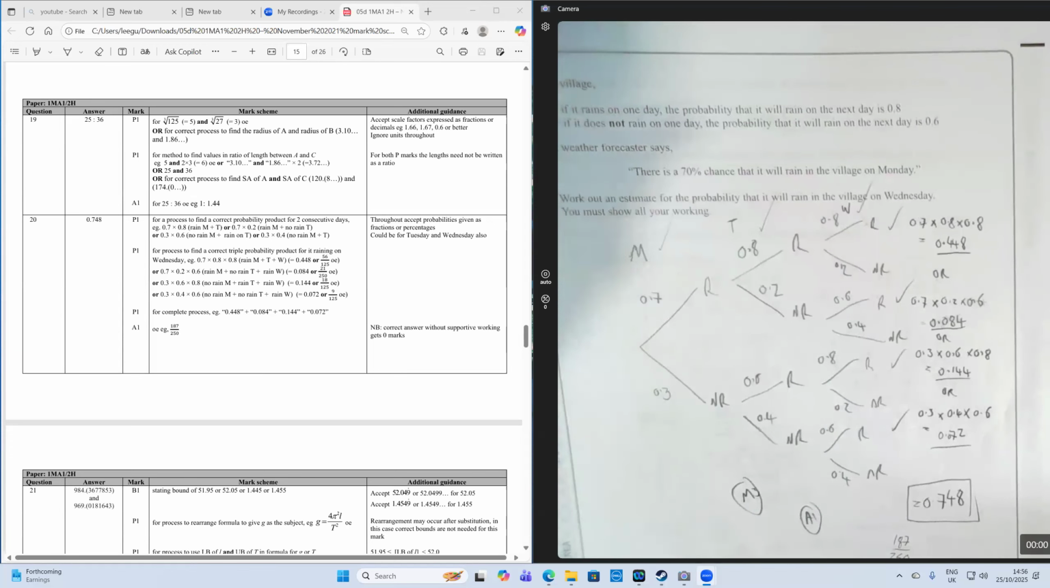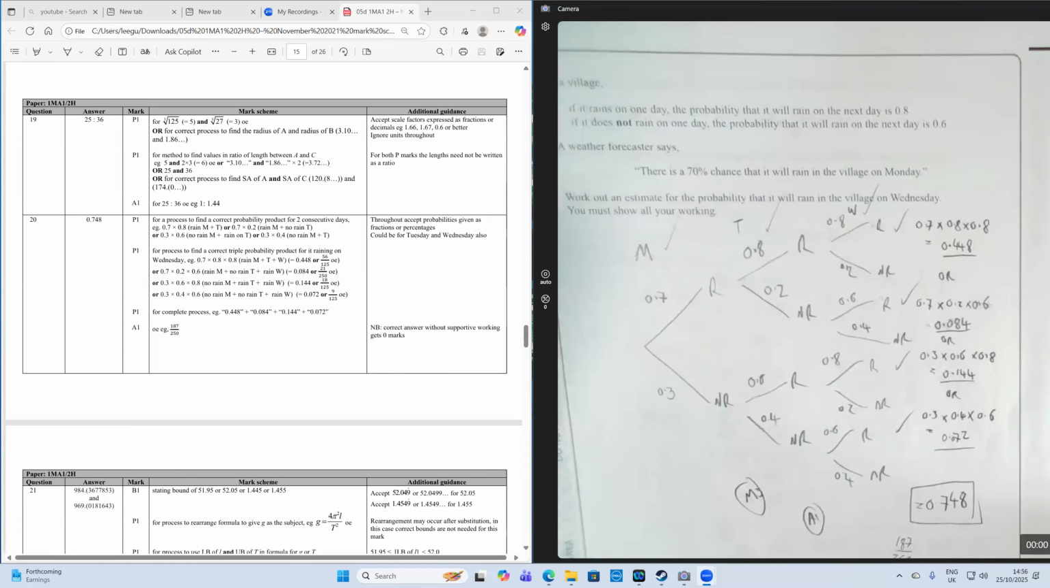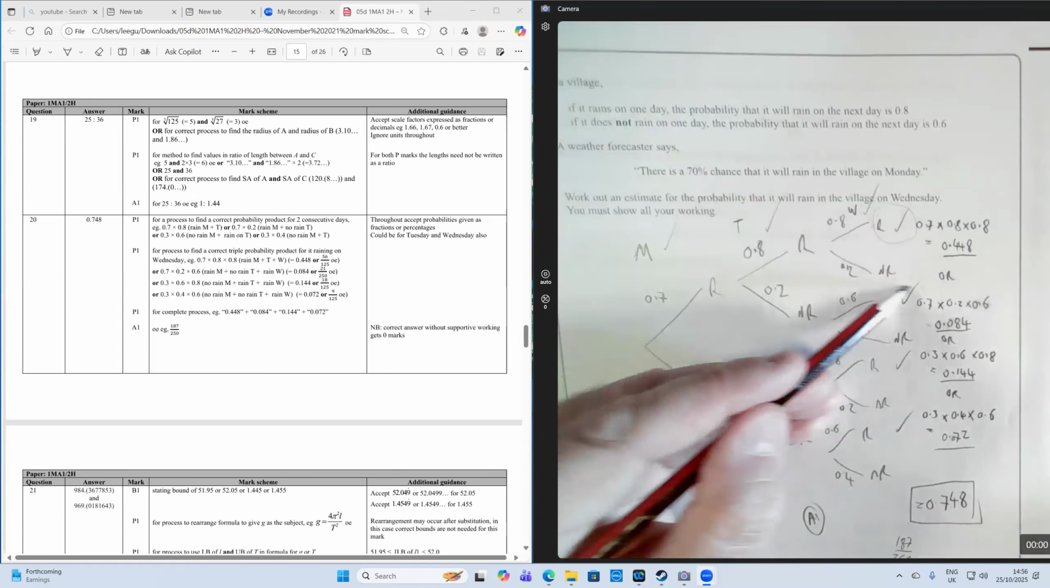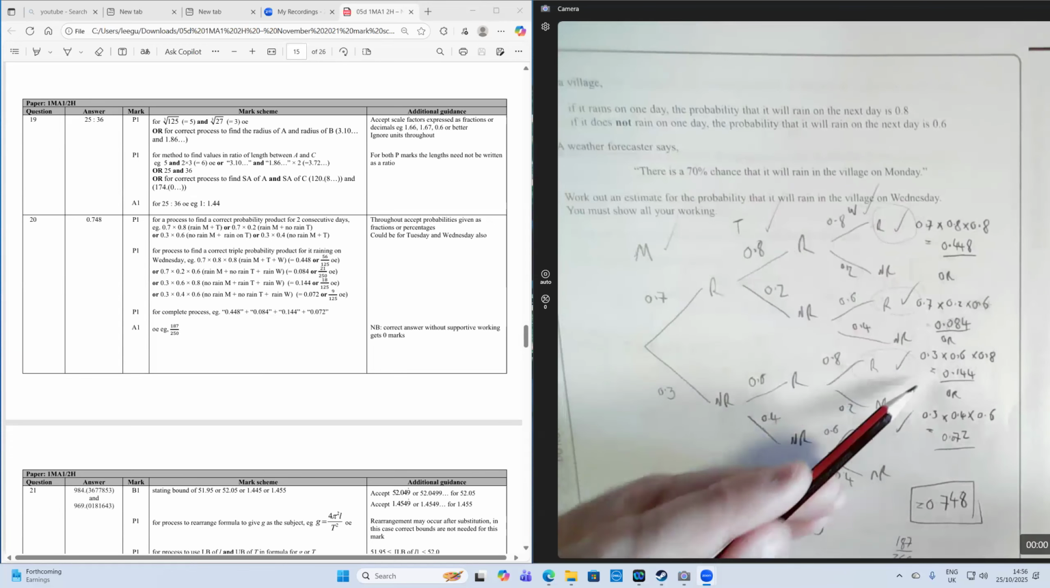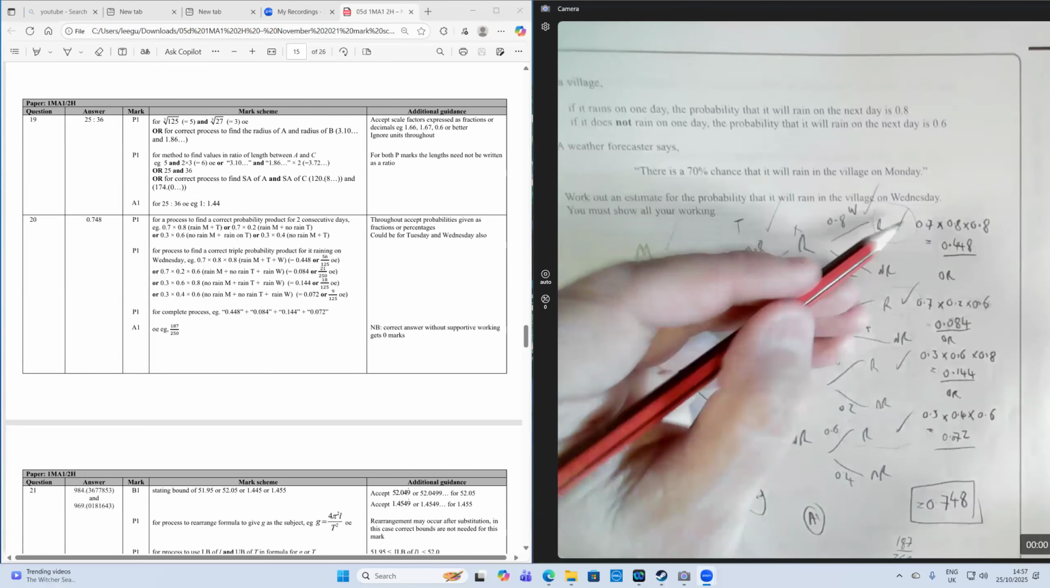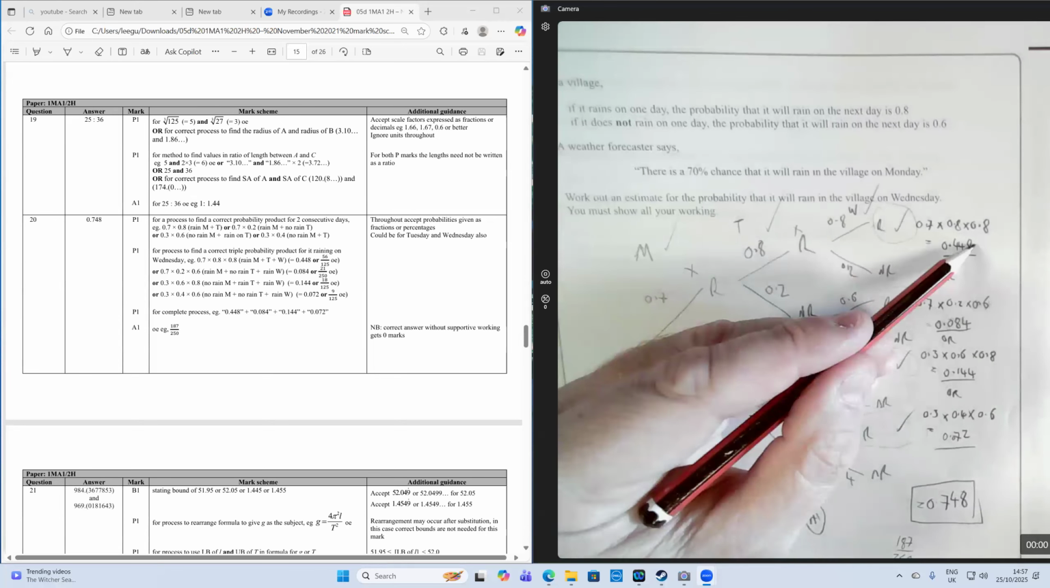So we want to know the probability that it's going to be raining on Wednesday. So we have this option is rain on Wednesday, this option is rain on Wednesday, this is rain on Wednesday, and that one is also rain on Wednesday. So we need to work out their associated probabilities. So the probability from this branch is 0.7. Remember, we times along the branches. 0.7 times 0.8 times 0.8, which is 0.448.